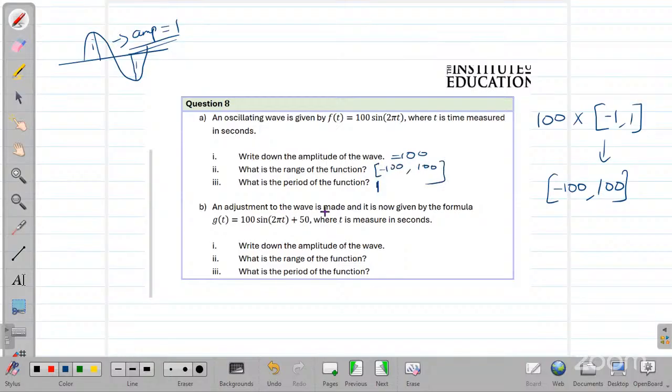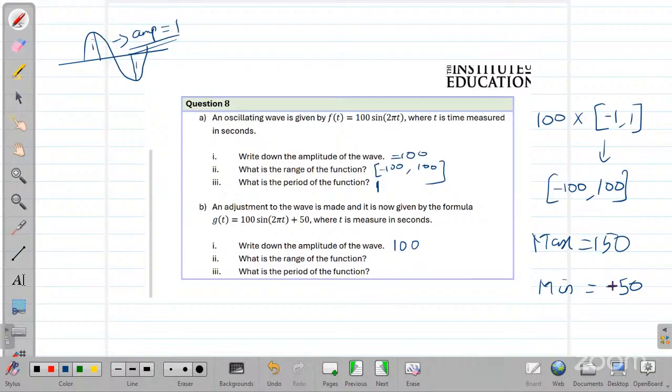An adjustment to the wave is made and now it's given by the formula here. So now write down the amplitude of the wave. So the maximum value will be 150 and the minimum value will be -50, right? So you find the difference, you'll get 200, and divided by 2 gives you 100. The amplitude of the wave remains the same as 100, because when you add 50, the curve just goes upward by 50 units. So that does not change the amplitude of the function.